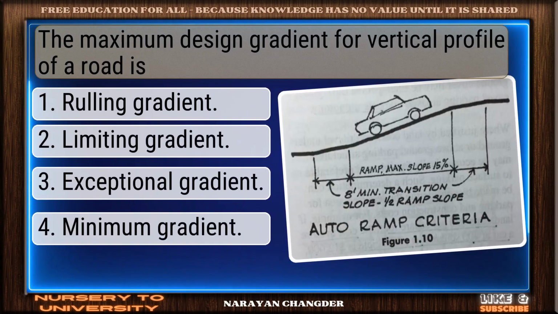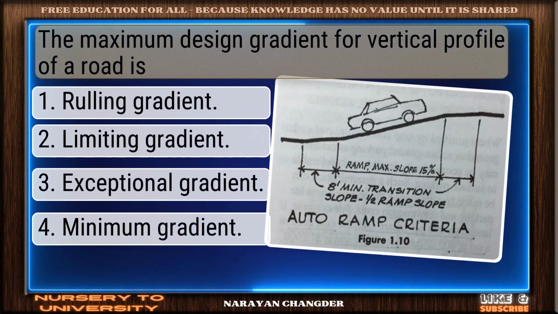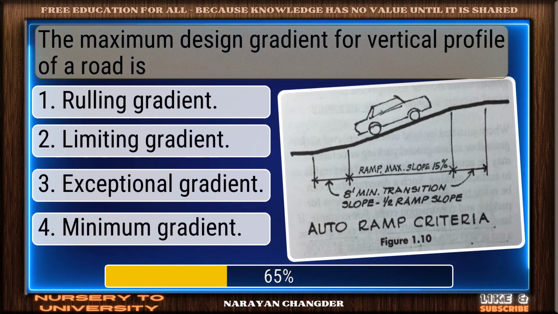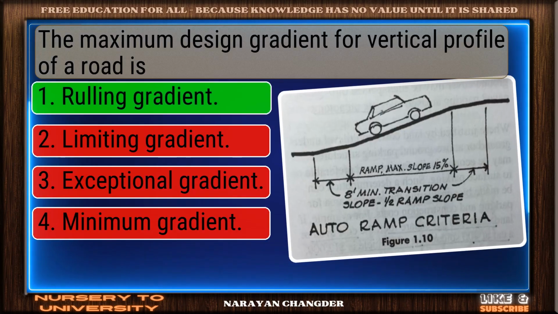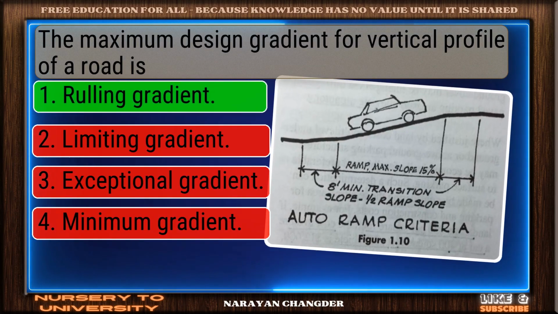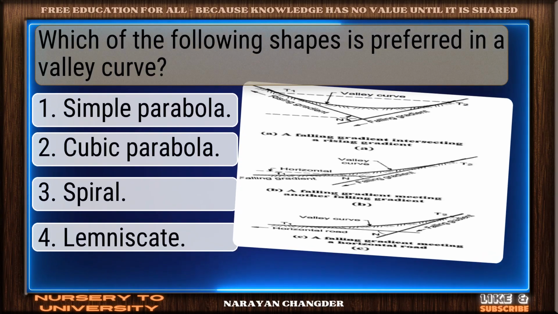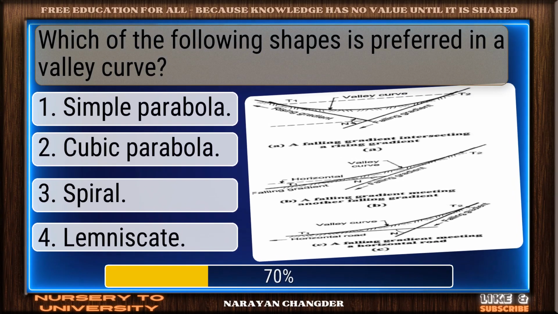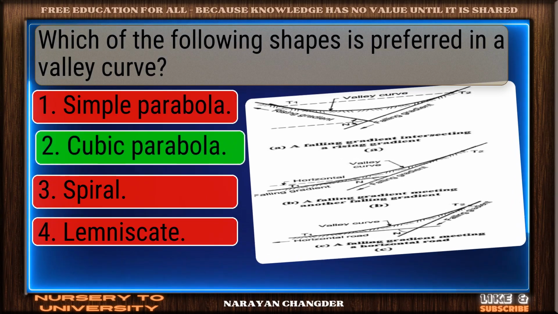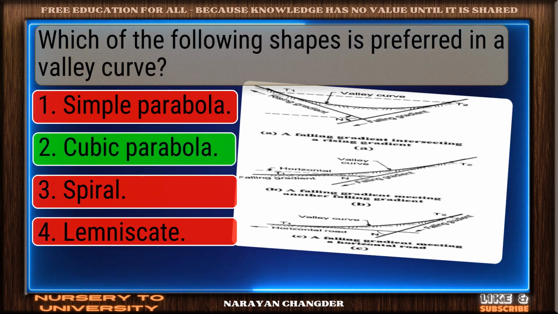The maximum design gradient for vertical profile of a road is... Right choice. Rolling gradient is the best answer. Which of the following shapes is preferred in a valley curve? Sharp thinking. Cubic parabola is the right choice.